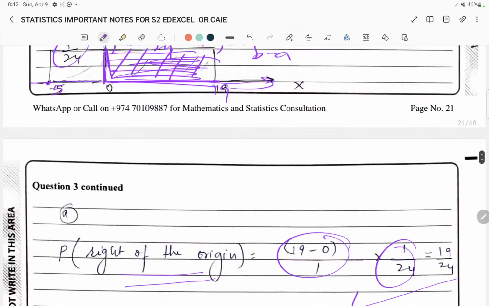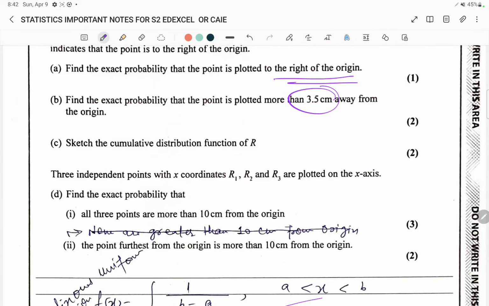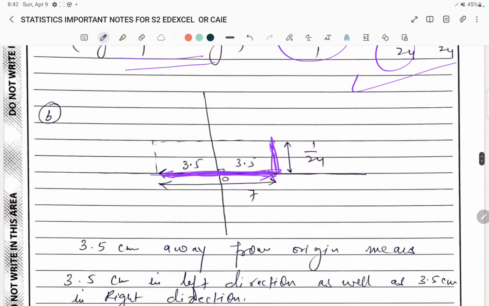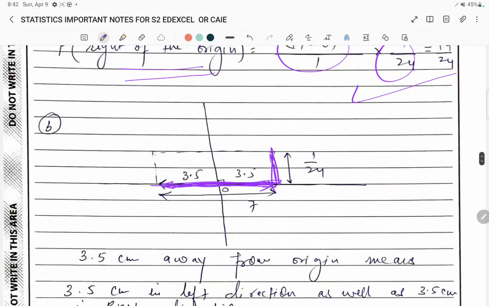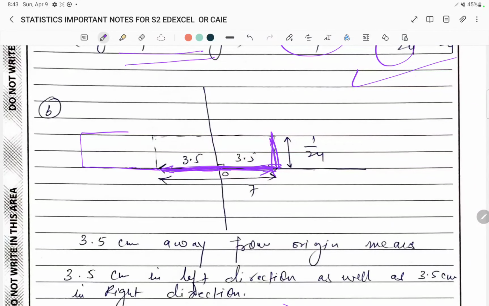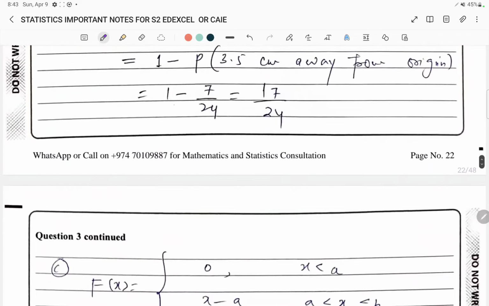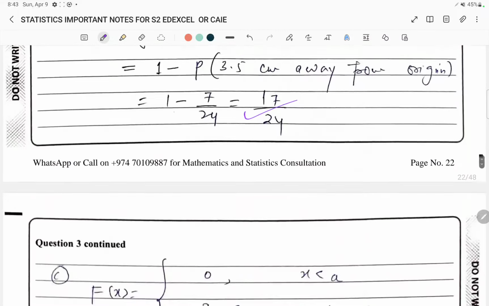Now the question was, find the exact probability the point is plotted more than 3.5 centimeters away from the origin. Here we found within 3.5 centimeters from the origin, but our question was away from the origin by 3.5 centimeters. So what was the domain? Minus 5 to 19, right? So we have to find actually this area. What we can do is take the total area 1 and then subtract this part. So 1 minus 7 over 24, which is 17 over 24.